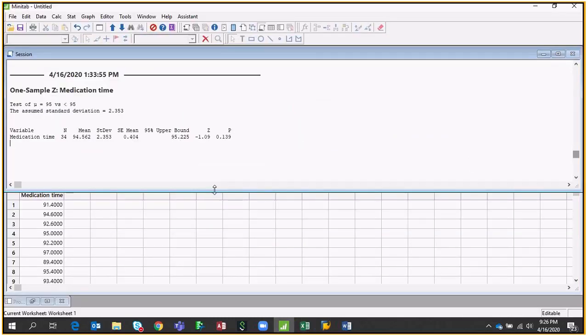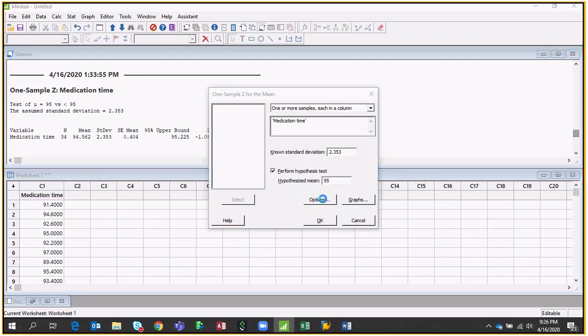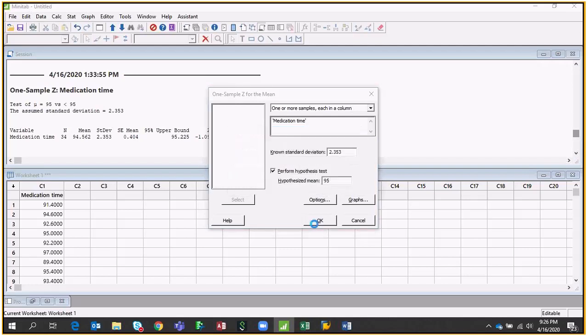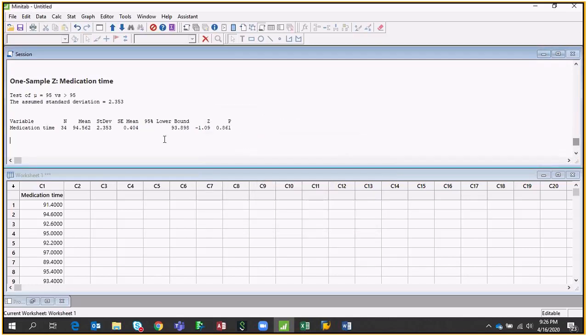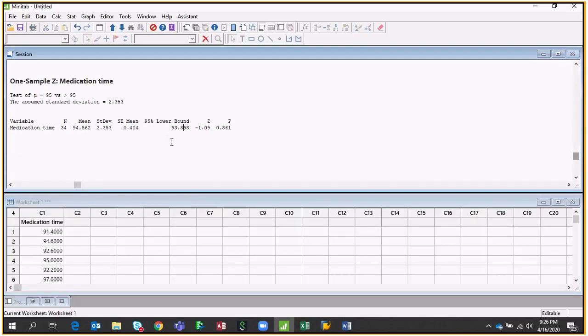Now let me show you the lower bound. Just press Control E. You will get the same window. Just go to options and click on this one. Mean is hypothesized. Your mean is greater than the hypothesized mean. Click OK. And now here the 95% is the lower bound, right? And this is showing 93.898. It's only showing the one value.